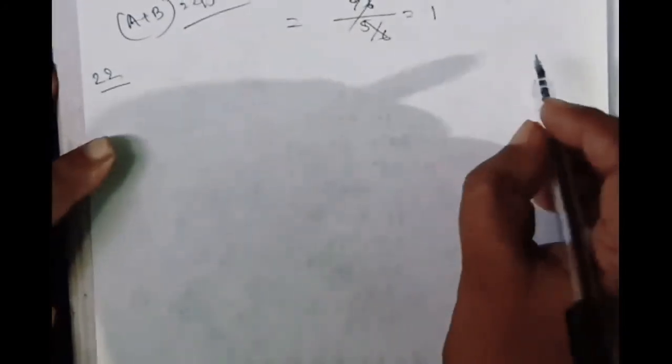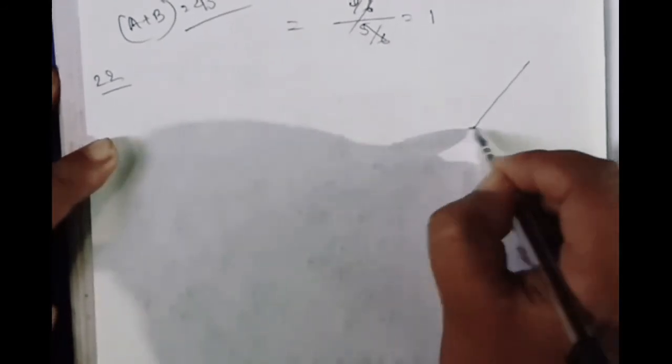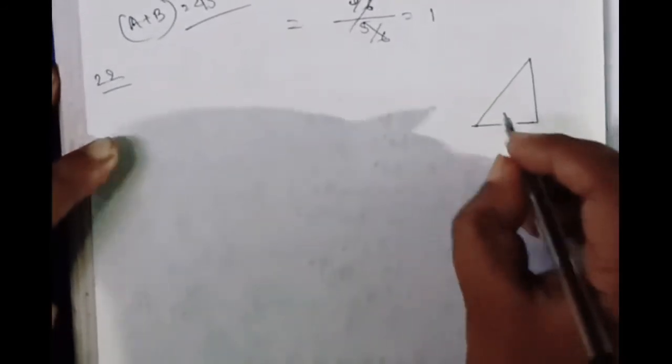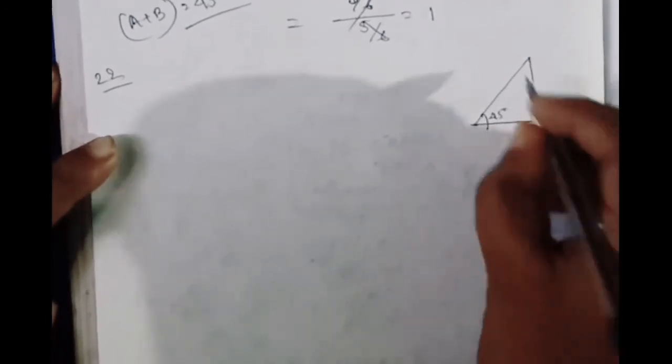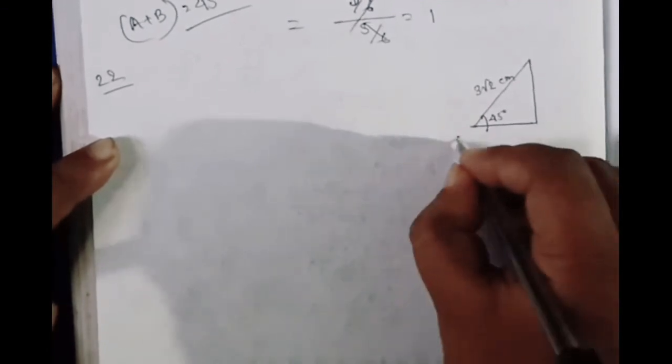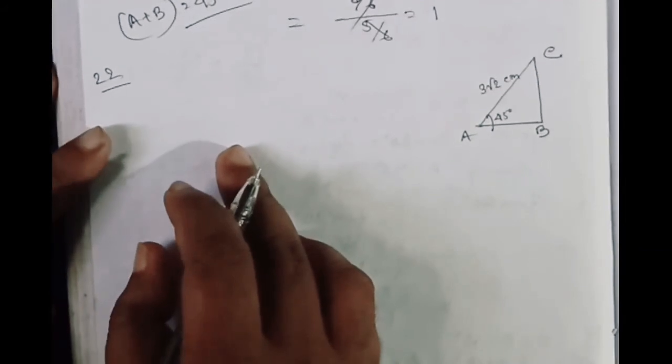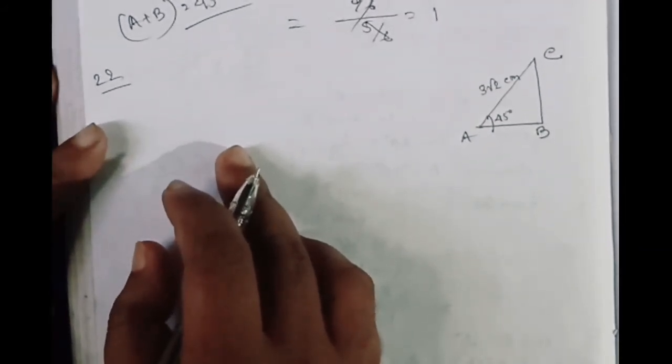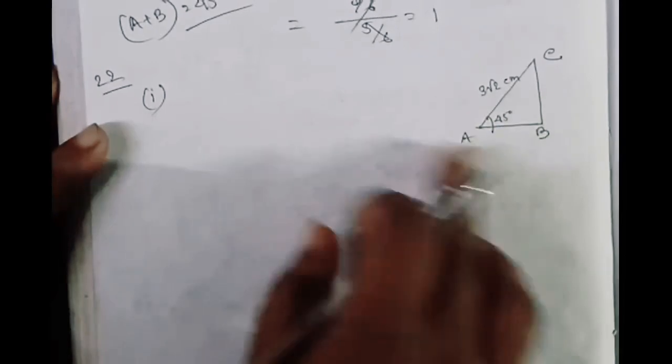Next, question number 20, question number 21 and 22. From these three questions, I am doing question number 22. All the questions are quite similar. So, question number 22. Now, one triangle is given here. This angle is 45 degree, this is 3√2 centimeter, this is AB, this is C. In the adjoining figure, angle A is given, AC is given. We have to find BC.